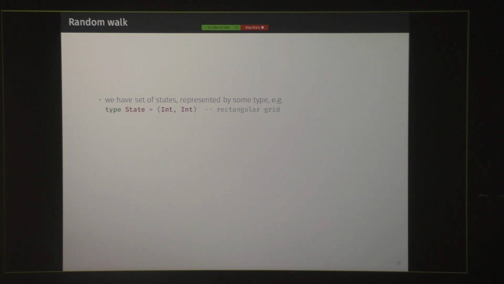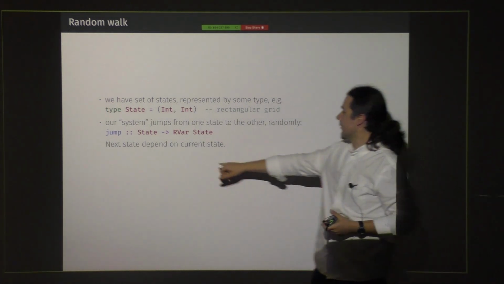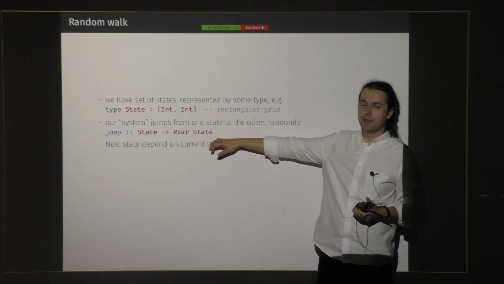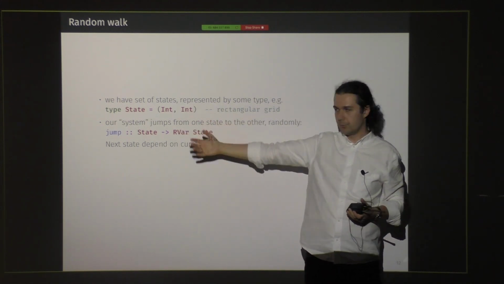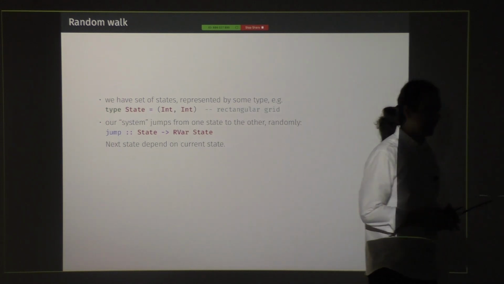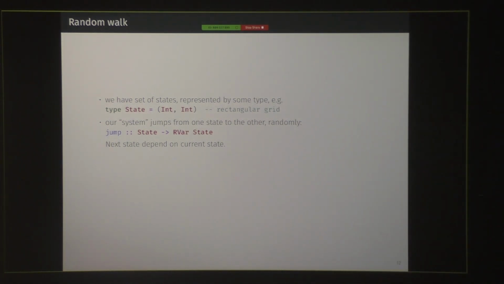So usually we describe it by defining the set of allowed states. In Haskell that would be a type of allowed states. For example, let it be a rectangular grid, so we have two integers, an x and a y value. And we have a function that performs this jump, this evolution of our system. Given that we are in some state, it produces another state, but it produces it randomly, according to some rules. This will depend on the exact definition of this jump function.